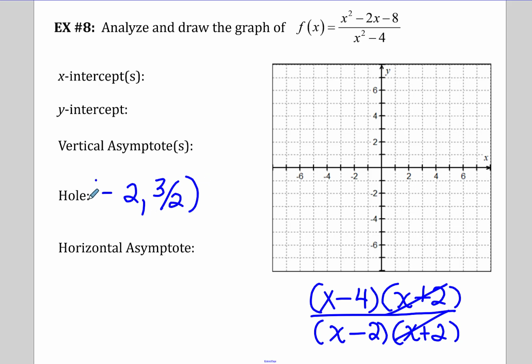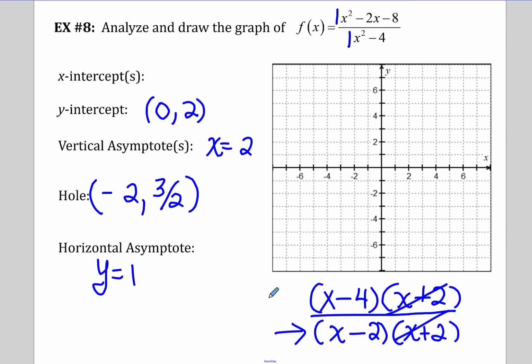And if you plug -2 here and -2 here, you get +3/2 or 6/4. We have a horizontal asymptote at 1 because the powers are the same and the ratio is 1 divided by 1. Here we have a vertical asymptote at 2. We have a y-intercept at +2 because 8 divided by 4 is +2. And we have an x-intercept from the numerator at 4, 0.